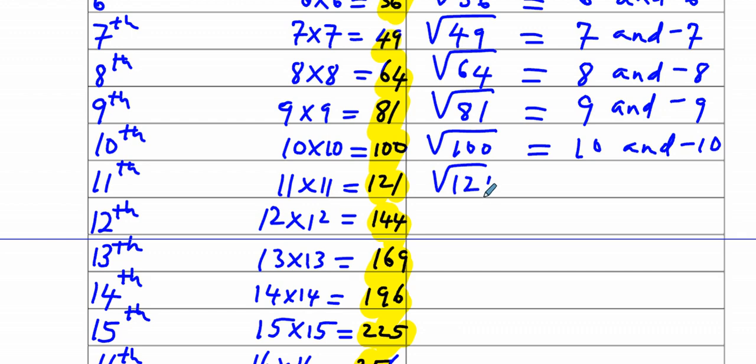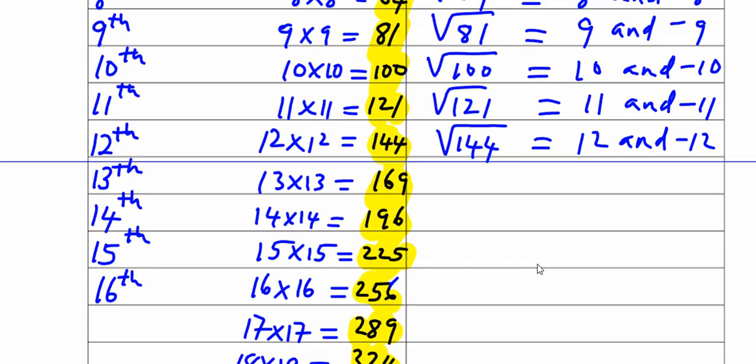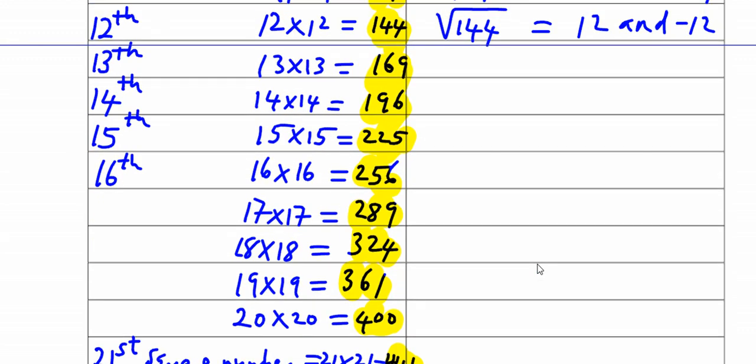The square root of 121 will be equal to 11 and -11. The square root of 144 will be equal to 12 and -12, and so on and so on. You can try to pause the video and finish up. Okay, but for the sake of knowledge, let us continue. The square root of 169 gives you 13 and negative 13.